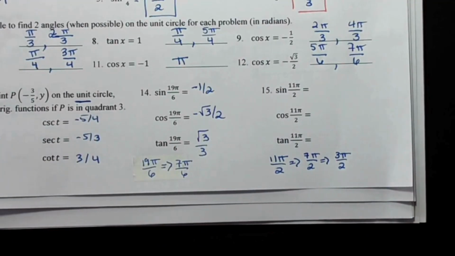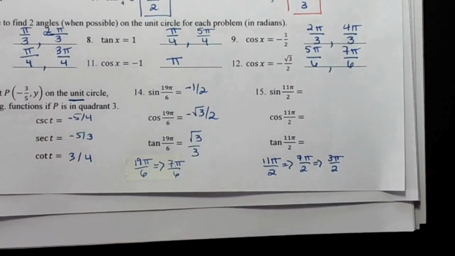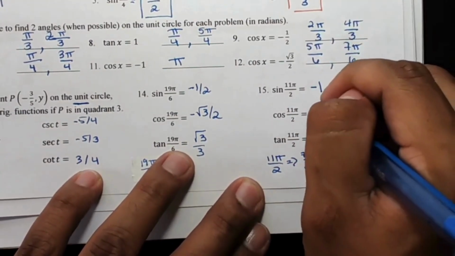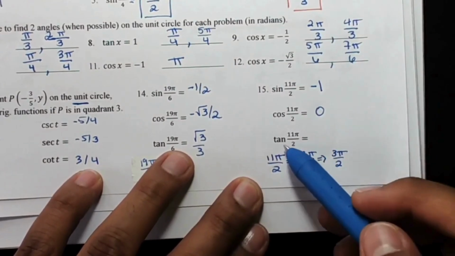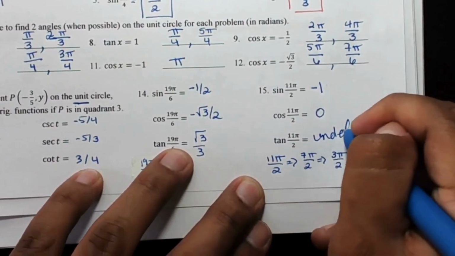I can recognize 3 pi over 2 because it's right here. 7 pi over 2 or 11 pi over 2 might not look like it, but again, I'm doing a coterminal angle. I keep subtracting circles from it. So at 3 pi over 2, my y value is -1, my x is 0, and tangent is y over x, so you end up getting undefined.